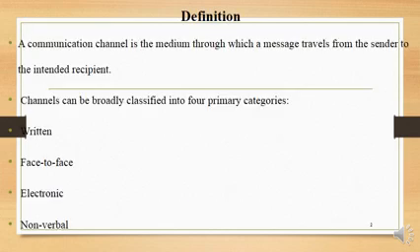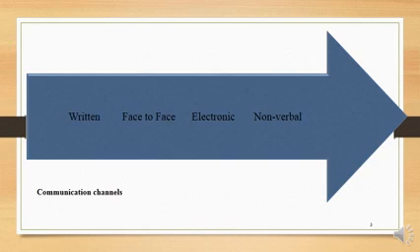A communication channel is the medium through which a message travels from the sender to the intended recipient. So, in communication, we have the sender and the recipient, that is the receiver. Channels can be broadly classified into four primary categories. We have the written channel, the face-to-face, the electronic, and non-verbal channel.